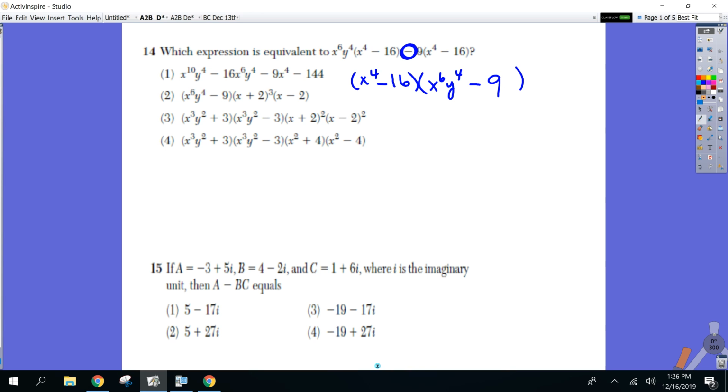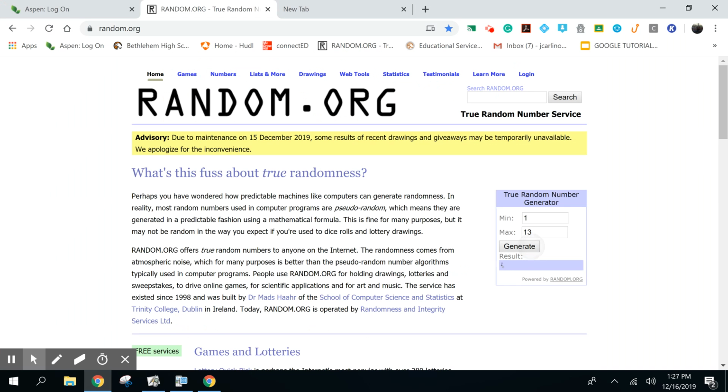Minus 9. Got it. Quick scan. Is that one of my choices? Nope. So that tells me keep going. Keep going here. X to the fourth minus 16. That's the difference of two perfect squares. I believe in you. I think you can do this. Factor that one more time.